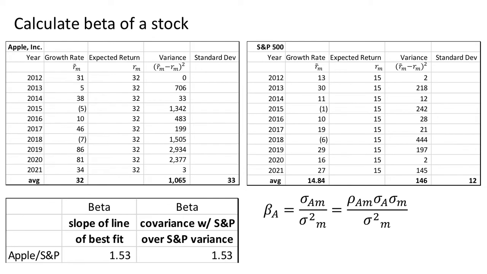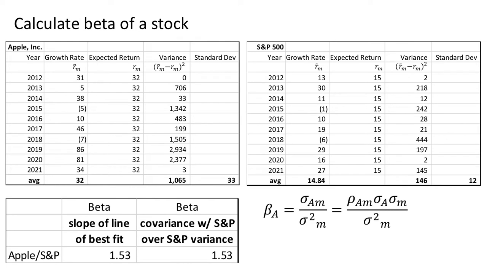There is another way to calculate beta. Look at the calculation there on the right. It says the beta of Apple is going to be the covariance of Apple with the S&P 500. Sigma sub AM stands for sigma Apple market. So that's the covariance of Apple and the S&P 500 divided by the variance of the S&P 500, or the variance of the market. And that also results, surprisingly, in 1.53 times. We need to be able to calculate beta both ways.